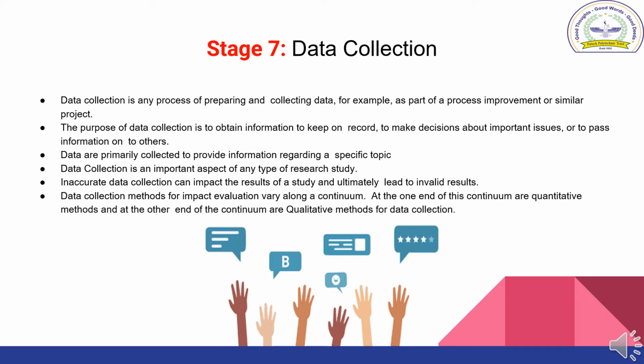Data can also be, of course, secondary data, wherein you are collecting your data from previously published data, that is periodicals, books, magazines. So data is primarily collected to provide information regarding your research topic. It is one of the most important aspects of any type of research study, because that is what you are going to analyze in the later stage. Inaccurate data collection can therefore impact the results of your study and ultimately lead to invalid results. So data collection methods should be reviewed and controlled and measured and observed very carefully.